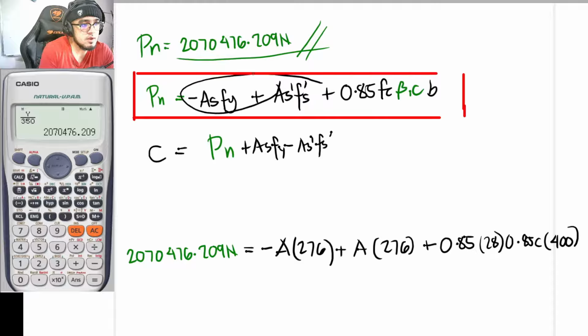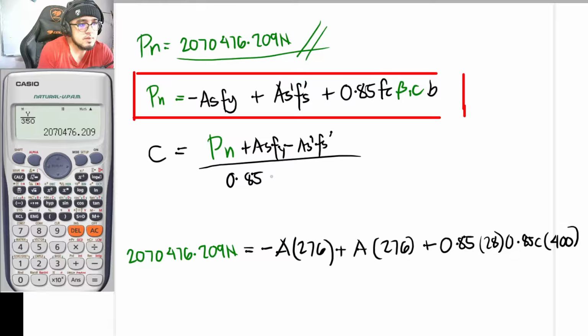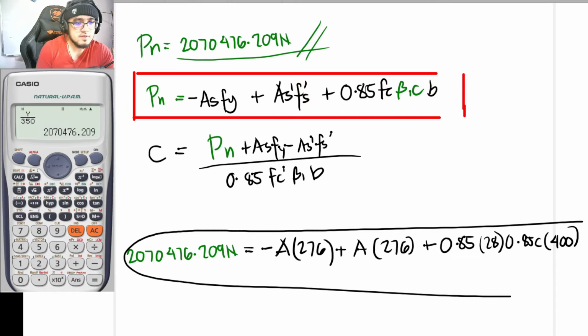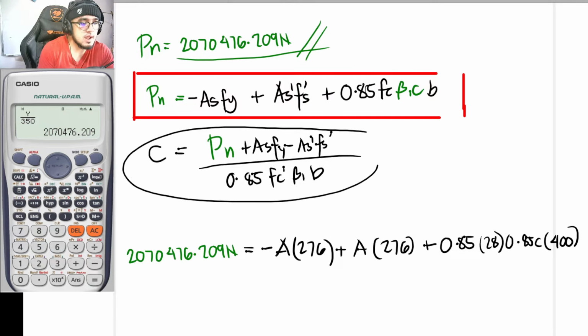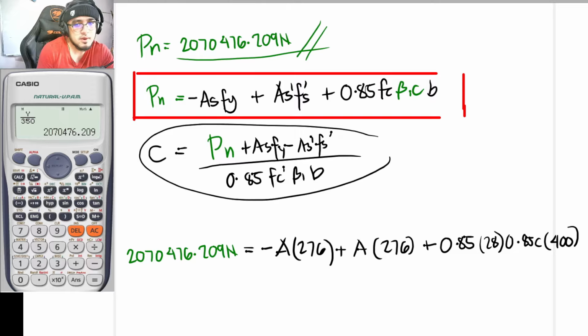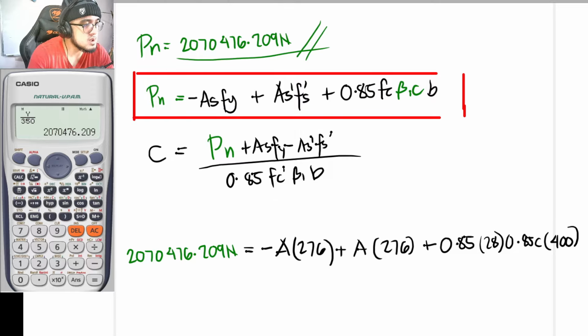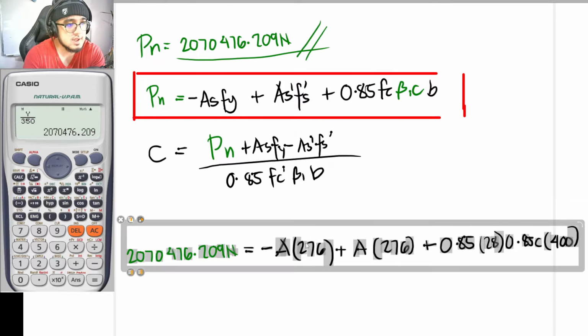So guys, linipat ko lang to dun sa kabila. Divided by 0.85 times Fc prime or F prime C times beta 1 times B. So you can do this, pwede mong i-shift solve to, or you can do this directly. I would just be doing this directly because I think we would be doing it a couple of times before we arrive at our answer.